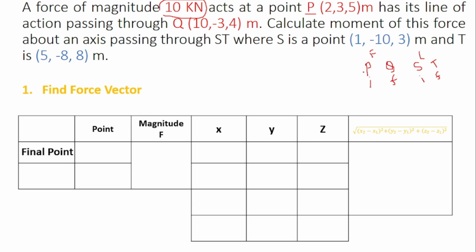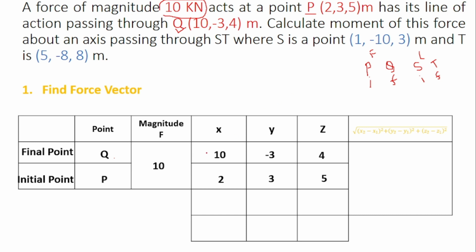Now the final point for the force is Q, so write it here, and the initial point for the force is P. The magnitude of the force is given, 10 kN. We'll write down the coordinates for point Q. Simply copy the points from the given question. 10, -3, 4. For point P it is 2, 3 and 5.